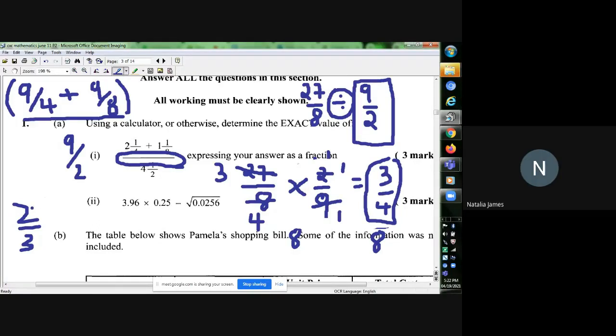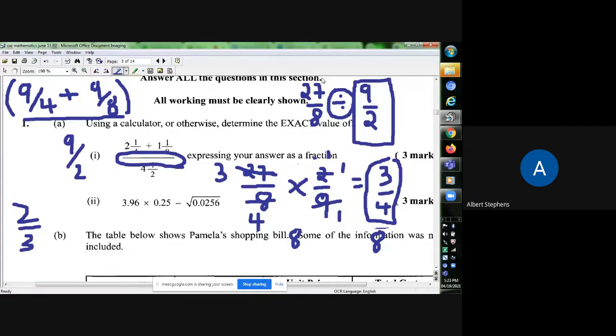Sir. Yes. When you got the 27 over 8, why didn't you simplify? When you say simplify, you mean like break it down? Or convert it to a mixed fraction? No, like its simplest form. All right.